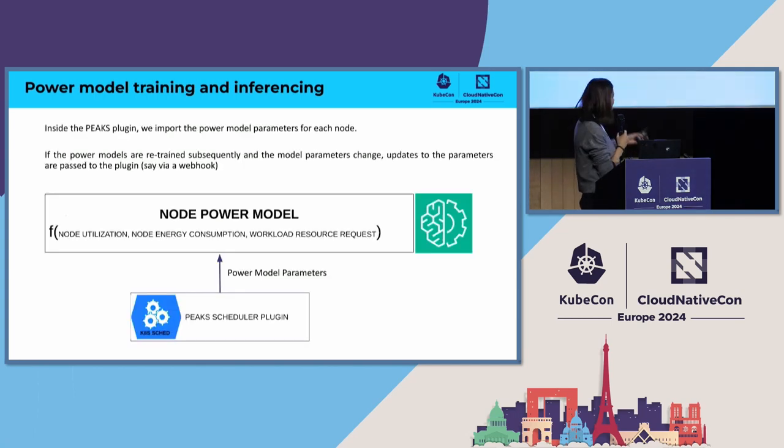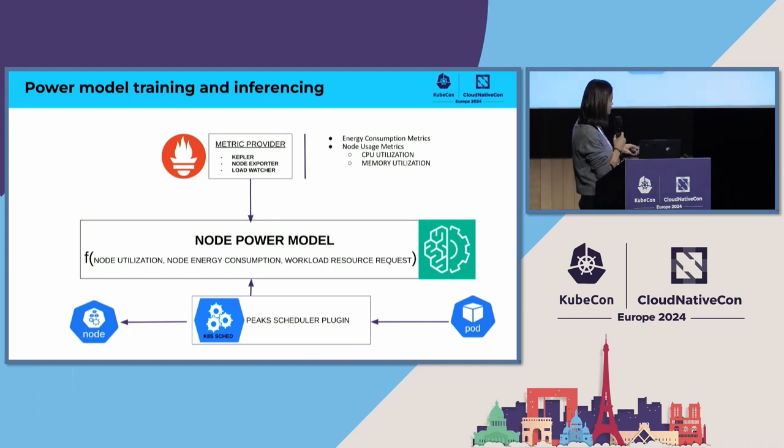And inside the Peaks plugin, you import the model power parameters. Once you have the pod, you get the resource requirement of the pod, you get the node model parameters from the model, and then you predict the best node for that particular pod.